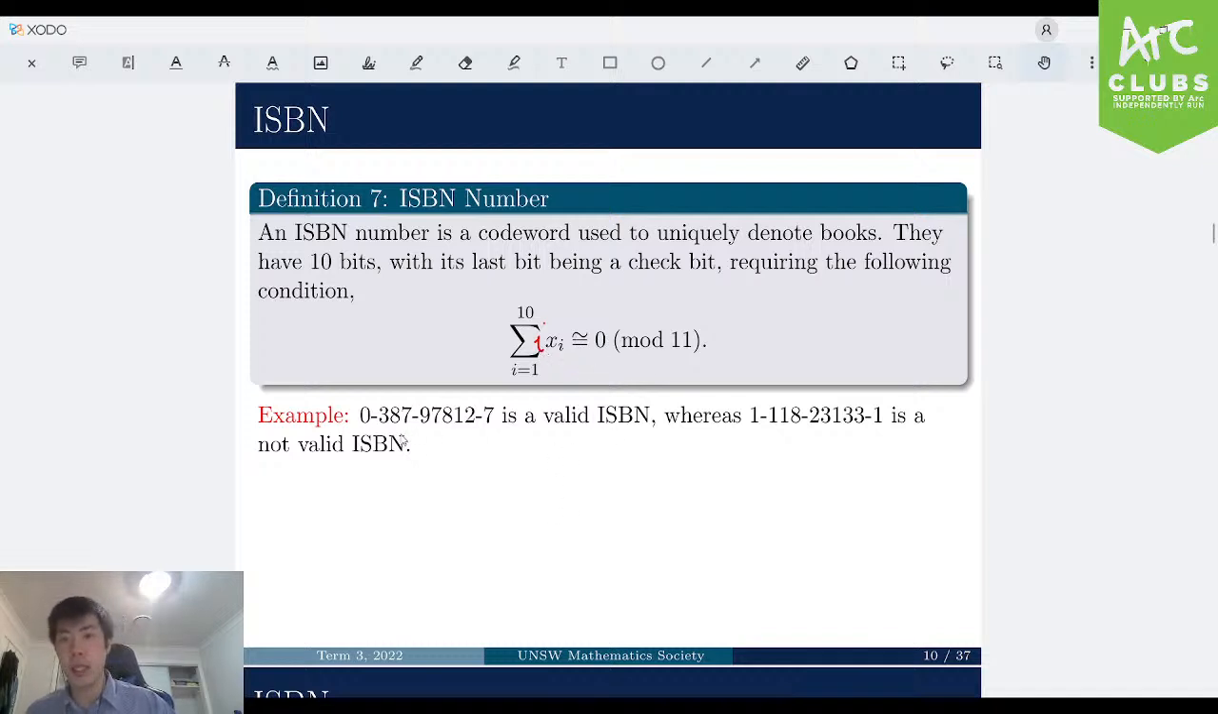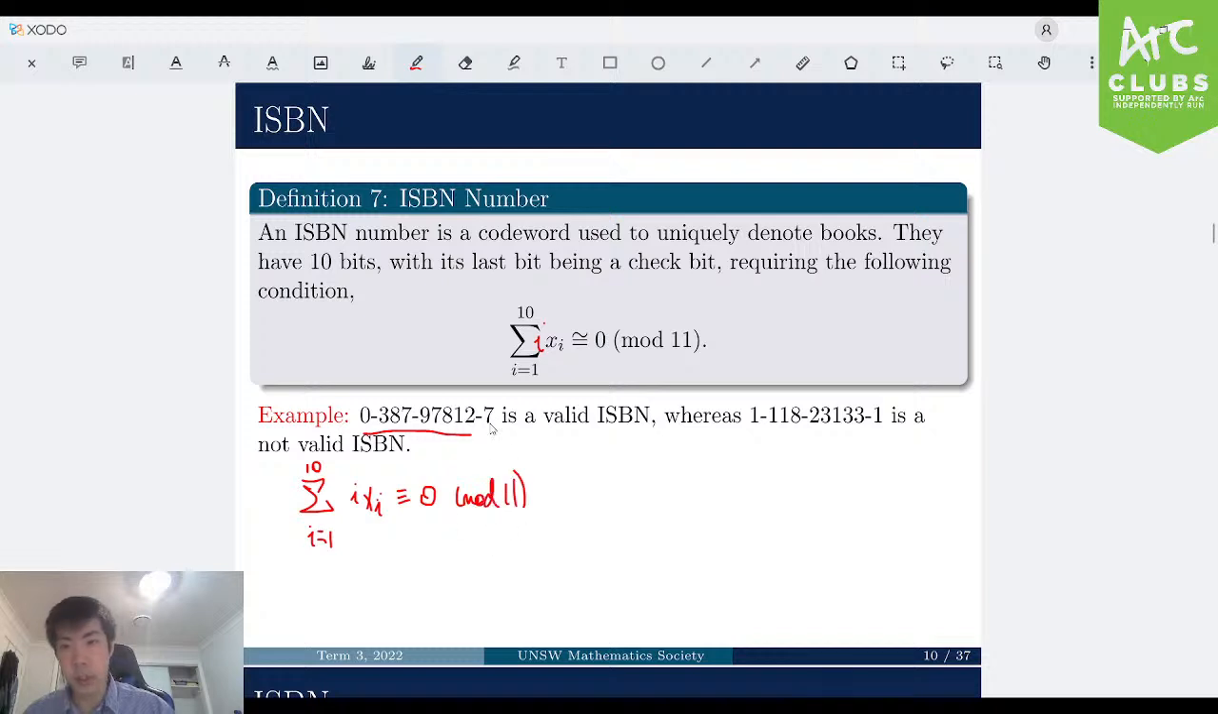So an example here is 0387978127, which is a valid ISBN code, whereas 1118231331 is not a valid ISBN. So for example, why is this a valid ISBN? Well, it just means that the summation from 1 to 10 of i times each x_i ended up being congruent to 0 mod 11.